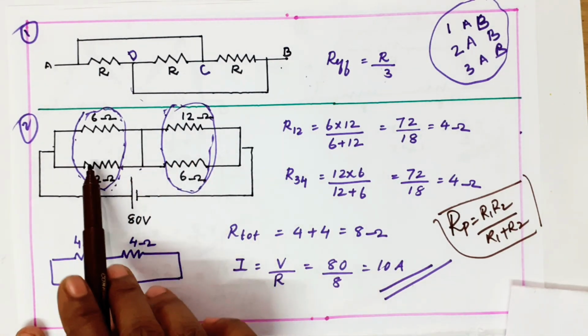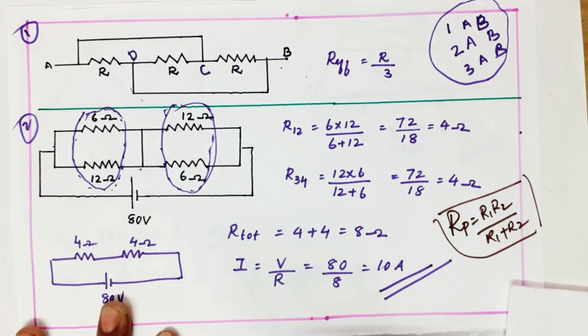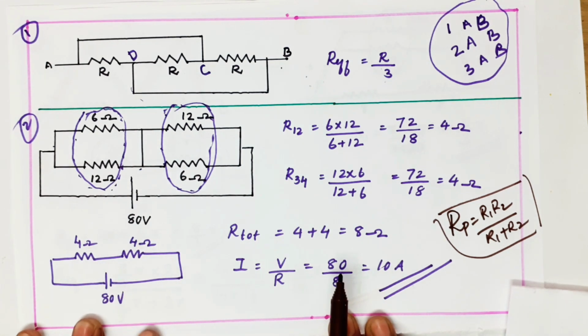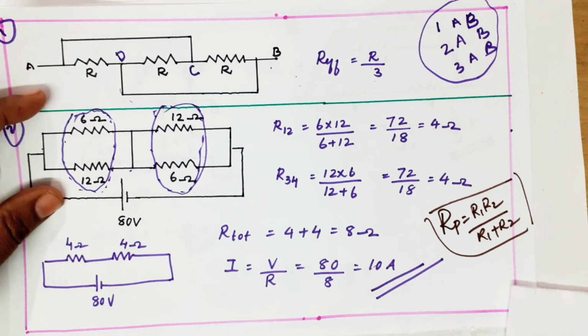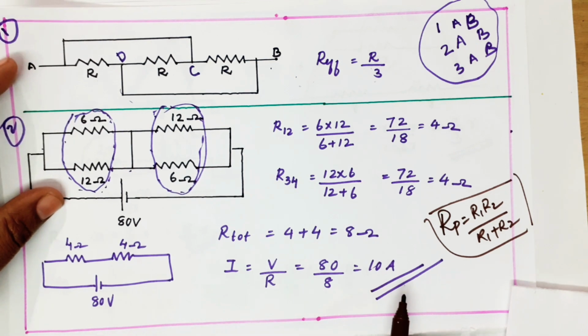But now if you check it like this, this 4 ohm and 4 ohm are connected in series to a voltage of 80 volt. So 4 ohm plus 4 ohm, it is 8 ohm. So what is the total current? It is 80 by 8. What is 80 by 8? That is 10 ampere current. So I got current as 80 by 8, that is 10 ampere.